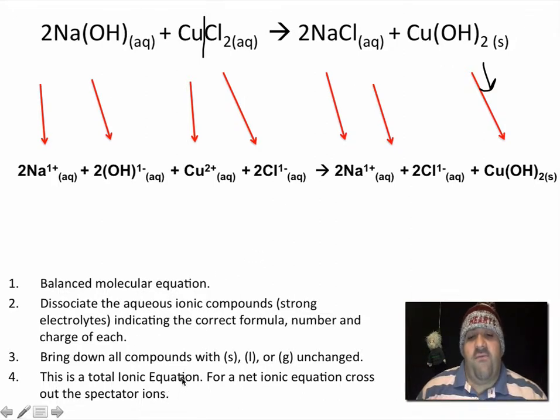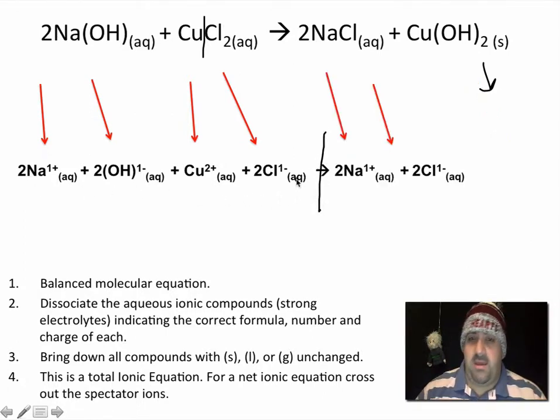So now, for the net ionic equation, well, we're pretty much done. All we have to do is cross out the spectator ions. Which ions didn't do anything? Well, we look on the left and the right. So this is the line separating the left and the right. And over here we had Na aqueous. Over here we have Na aqueous. They didn't do anything. They didn't combine. They spectated.